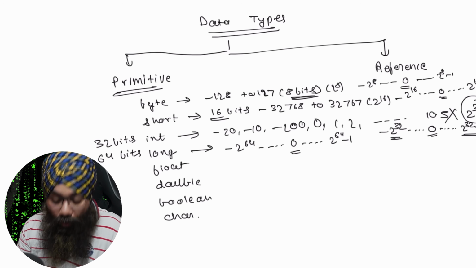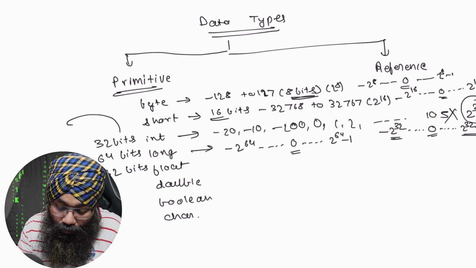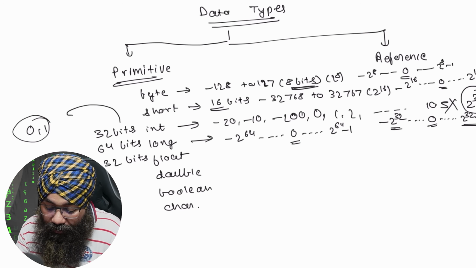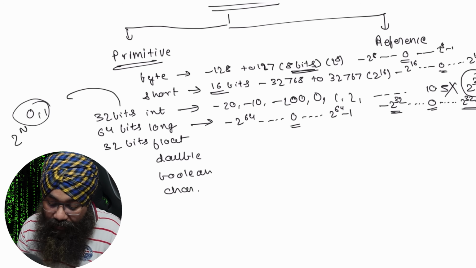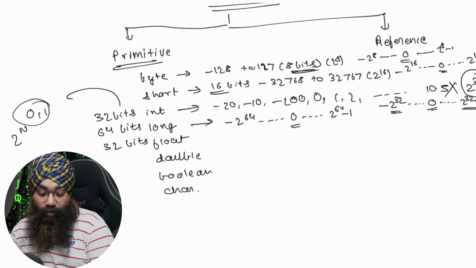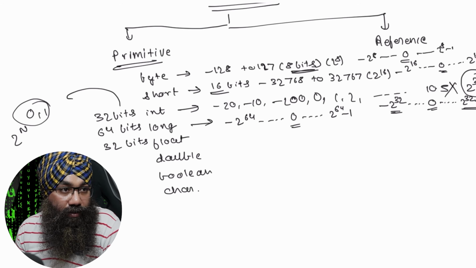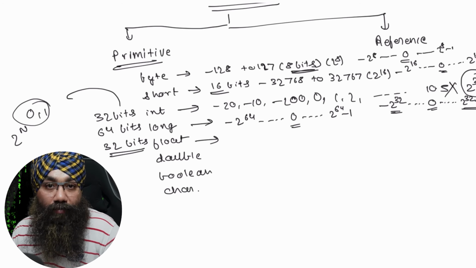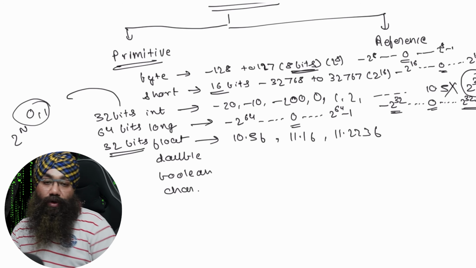Okay. Now, float is also 32 bits. A bit means it can have only two values, 0 and 1. So using 0 and 1 and powers of 2, these values can be created. This is how it works. So the capacity of float is 32 bits, and it can take floating numbers. For example, we can write 10.5F, 11.1F, or 11.223F. So this is a kind of floating number.